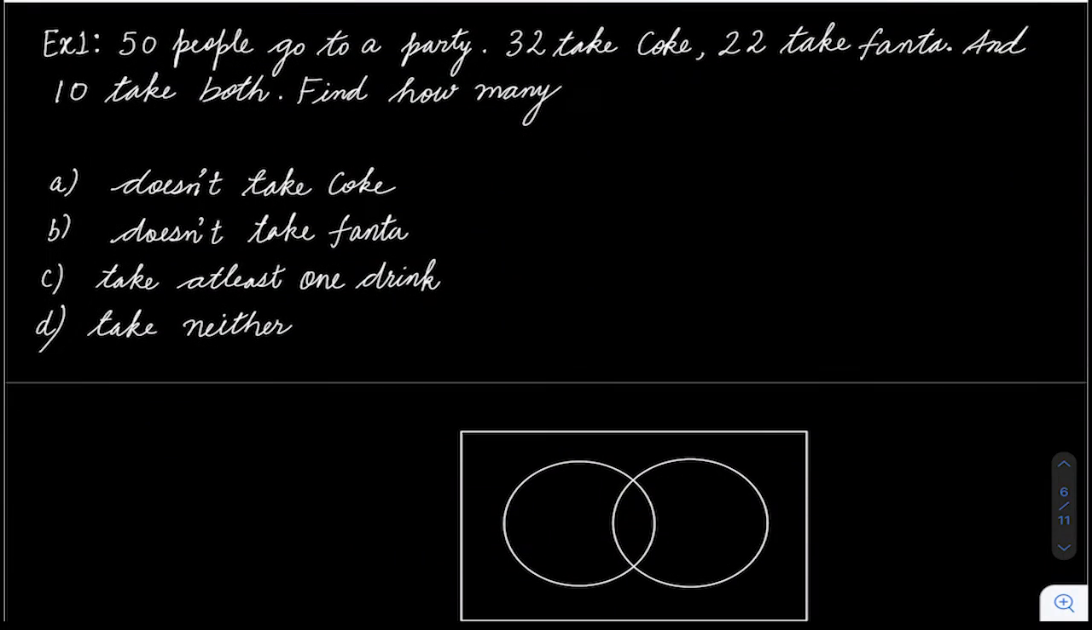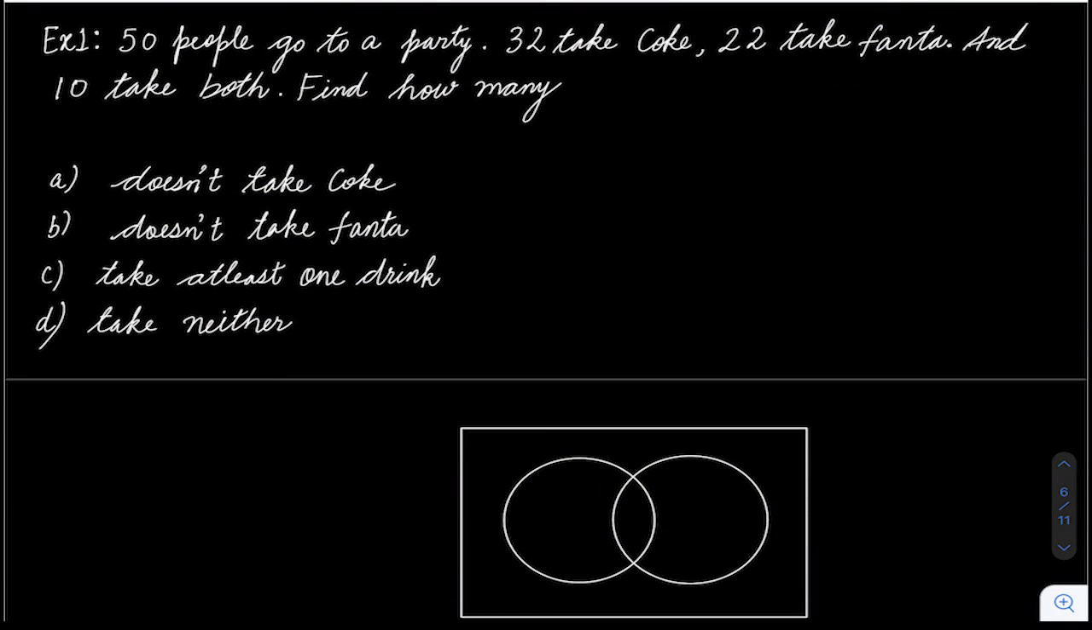Now let's see how they will ask the question in exams. So this is the first question. 50 people go to a party, 32 take Coke, 22 take Fanta, and 10 take both. Find how many don't take Coke, don't take Fanta, take at least one drink, take neither.